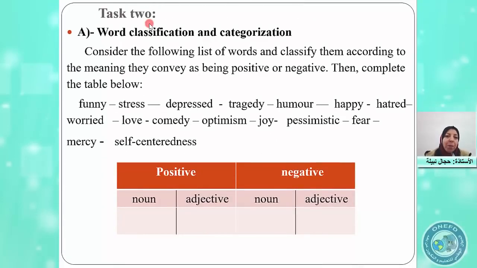Task 2 is about vocabulary. So part A is about word classification and categorization. Let's read. Consider the following list of words and classify them according to the meaning they convey as being positive or negative. Then complete the table below. So the words are funny, stress, depressed, tragedy, humor, happy, hatred, worried, love, comedy, optimism, joy, pessimism, fear, mercy, and self-centeredness. So first of all, you classify these words as being positive and negative, and then you complete each table with the missing category. Correction.